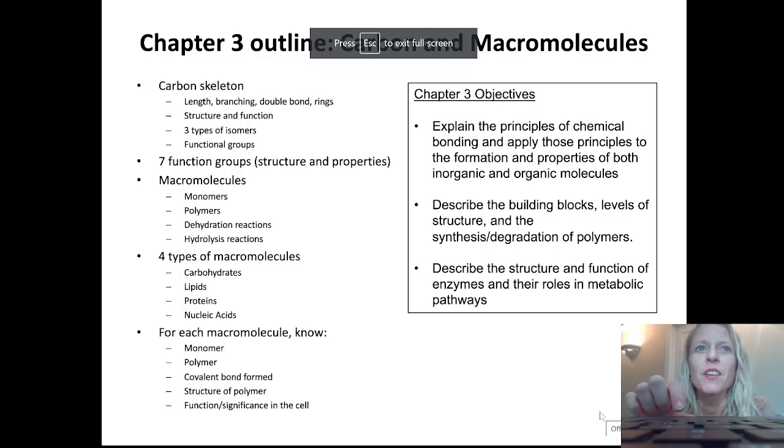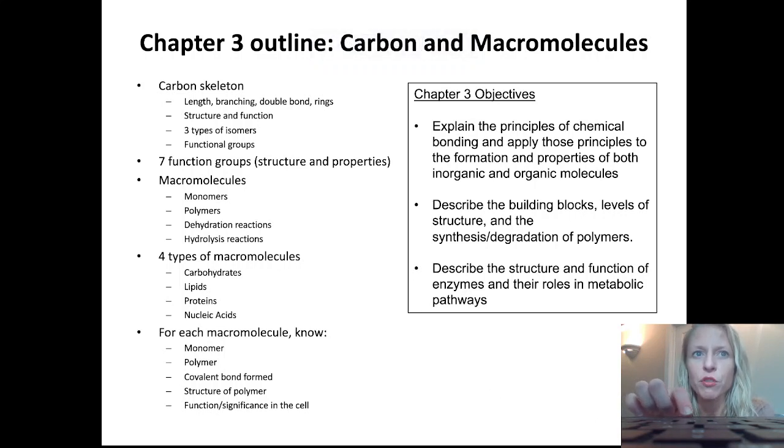All right, so for chapter 3, we're going to go over carbon skeletons and functional groups, and then macromolecules, how they're made and broken, and then the different types of each macromolecule.